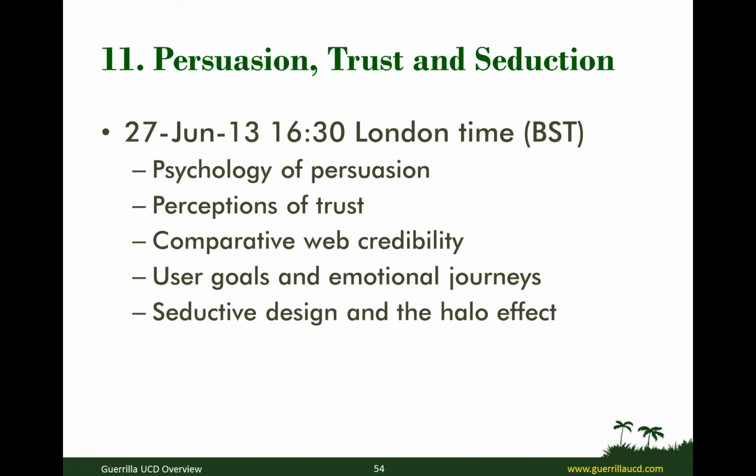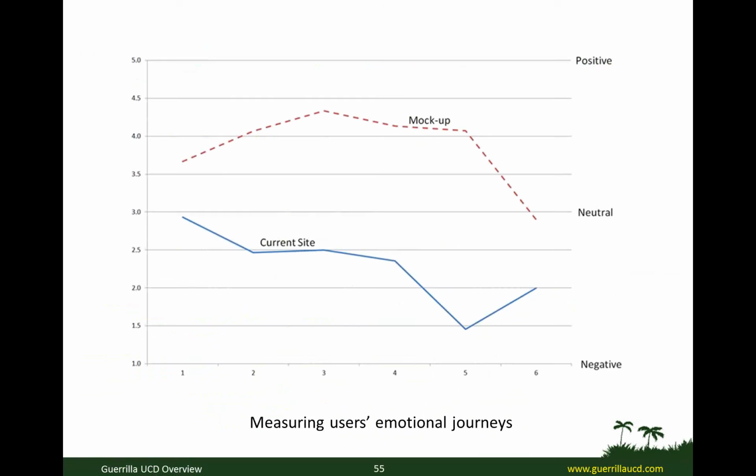We'll be looking at comparative web credibility. So how do you decide whether one site is more credible than another. And this was actually one of the main foundations of some of the work done in persuasive technology research. And we'll be looking also at user goals and emotional journeys. And finally finishing on seductive design and something called the halo effect.